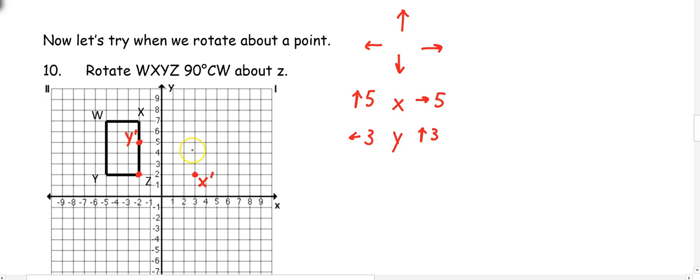Now, to get W is really easy because it's a box. We know it has to be at the corner where Y and Z meet. Another way to find that, though, is that looking at W from Z, I have to go left 3 and up 5. So my opposite movement then would be up 3, right 5. So if I went up 3, right 5, that also gets me to my W point.